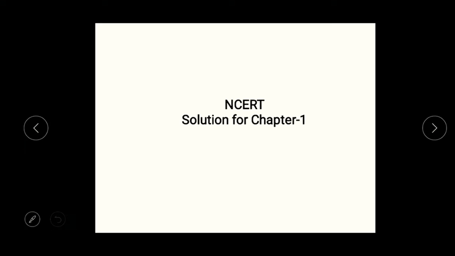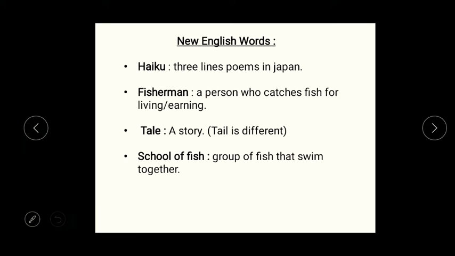Before starting the solution for chapter 1, I have to discuss some of the new English words that you have come across in this chapter. The first word is haiku. What is haiku? As we all know, it is a 3-line poem from Japan, which is very popular.